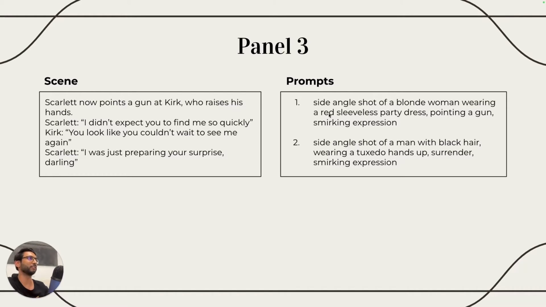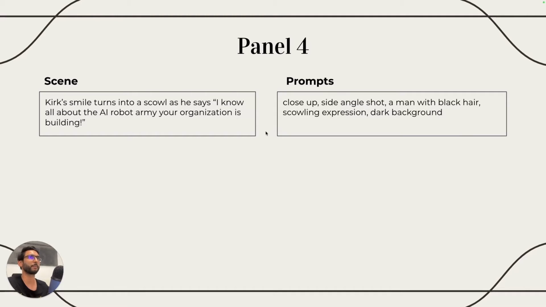So I'm going to mention blonde woman wearing red sleeveless party dress. I'm going to mention that everywhere where I want Scarlet. Okay, so it just helps maintain that consistency. Similarly, for Kirk, I've got man with black hair wearing tuxedo. I'm going to mention it in every single prompt that has Kirk in it.